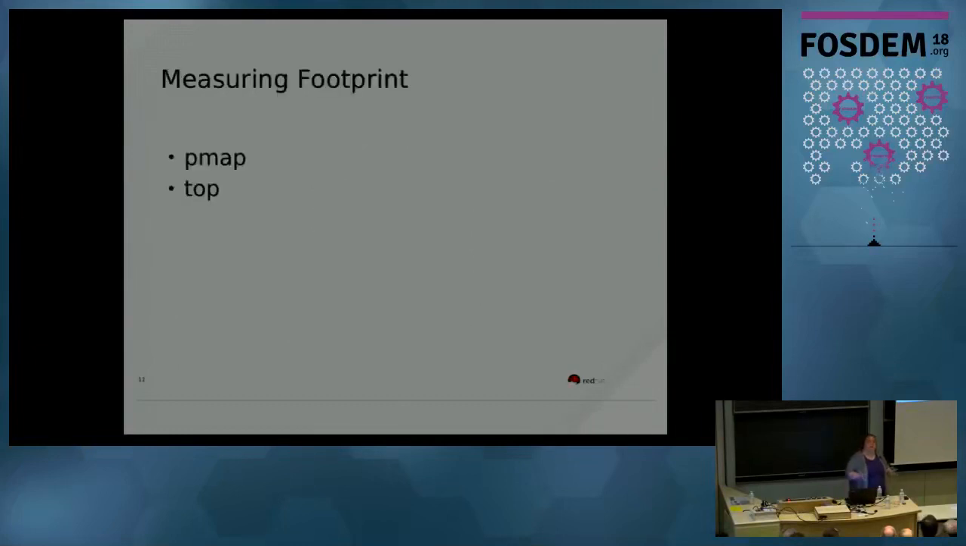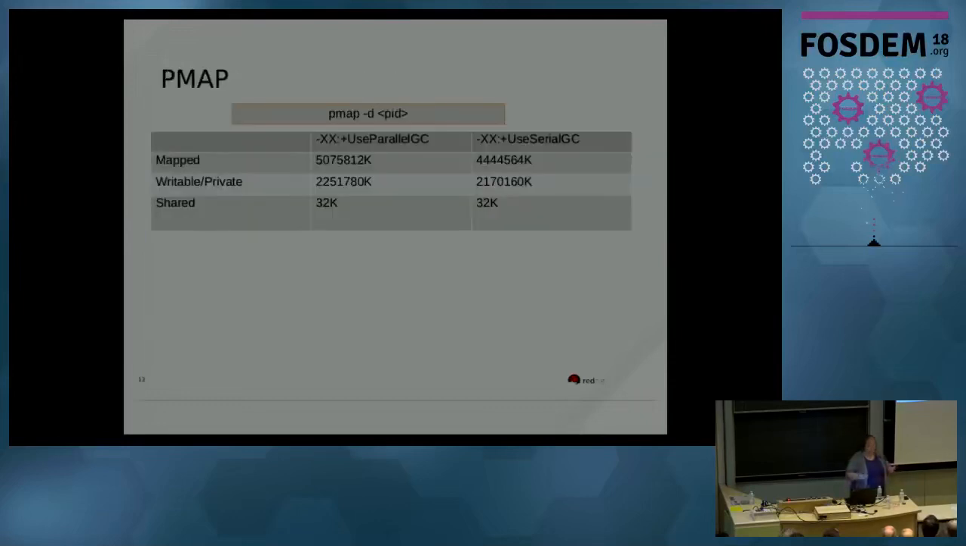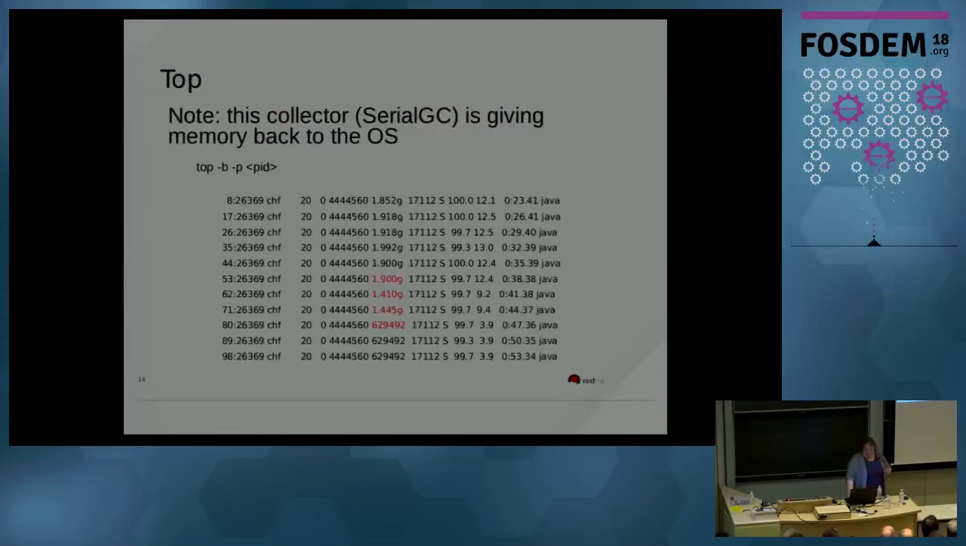Measuring footprint. This is important. How much memory are you actually using? And I gave you two tools here because they're sort of filling a different niche in my mind. Right? PMAP will give you sort of a static view of what's there. But I prefer top because it can give you sort of an over time, how much memory am I using?